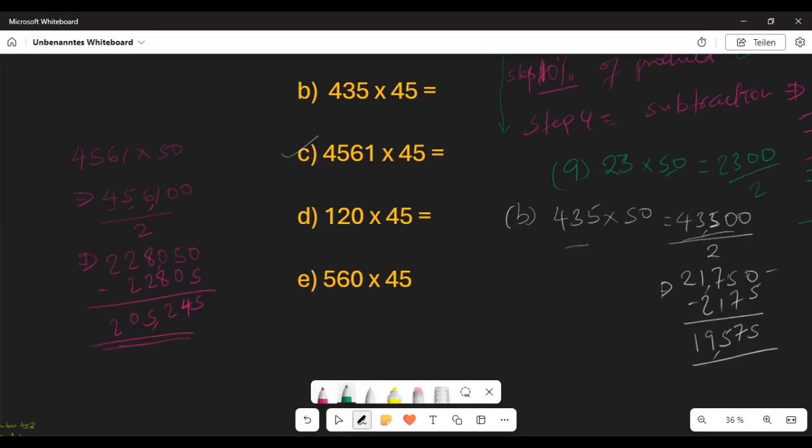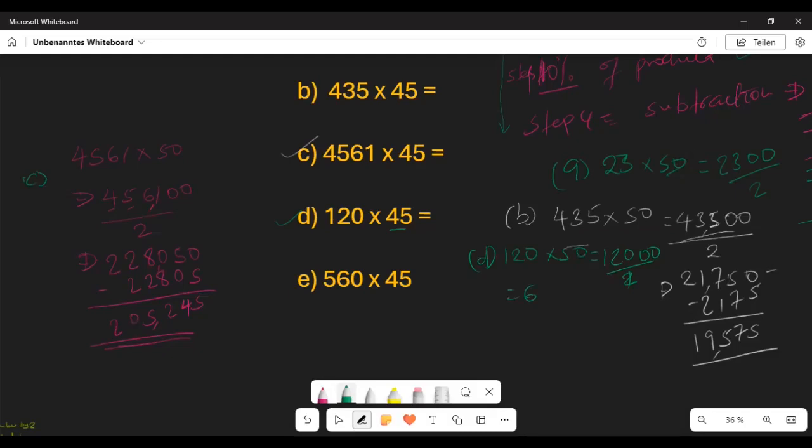So let's now do D. This was C, so let's now do D. D is also like 120. So we're going to quickly say 120 multiplied by 50, because we just promoted 45 to 50. That actually means we're just going to say what is 120 multiplied by 100. So we add 2 zeros and then divide by 2. If you divide that one by 2, it's going to give you 6,000.